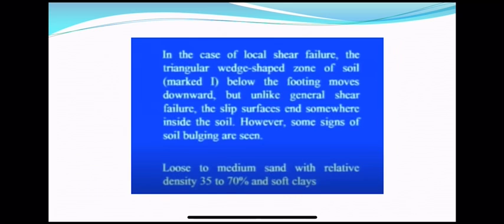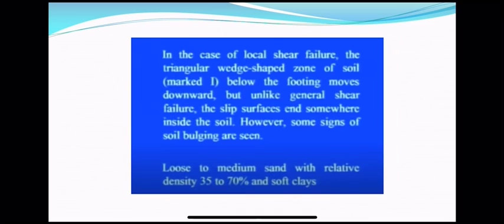Now in the case of local shear failure, the triangular wedge shaped zone of soil marked 1 below the footing moves downwards, but unlike general shear failure, it ends somewhere inside the soil. However, some signs of bulging are seen, but these are not pronounced as in the case of general shear failure. Such type of failure occurs in loose to medium sand with relative density of 35 to 70%.